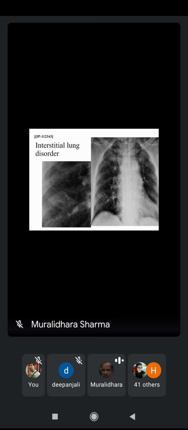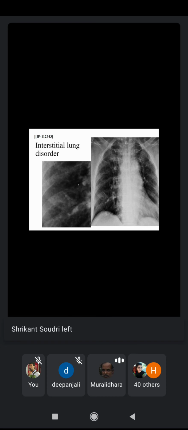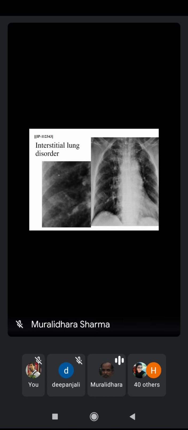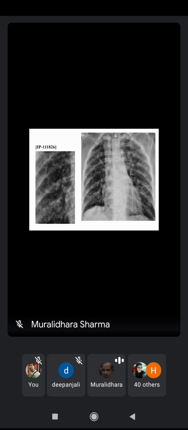To highlight the same, I have just separated this segment and magnified it. In this X-ray, this area is magnified and you can see those features better. The alveolar pattern seems to be more prominent, and the size of the alveoli is not uniform, and there are many areas where there is some mottling, and air entry is not uniform. This is the typical feature of a well-developed, well-established interstitial lung disorder.